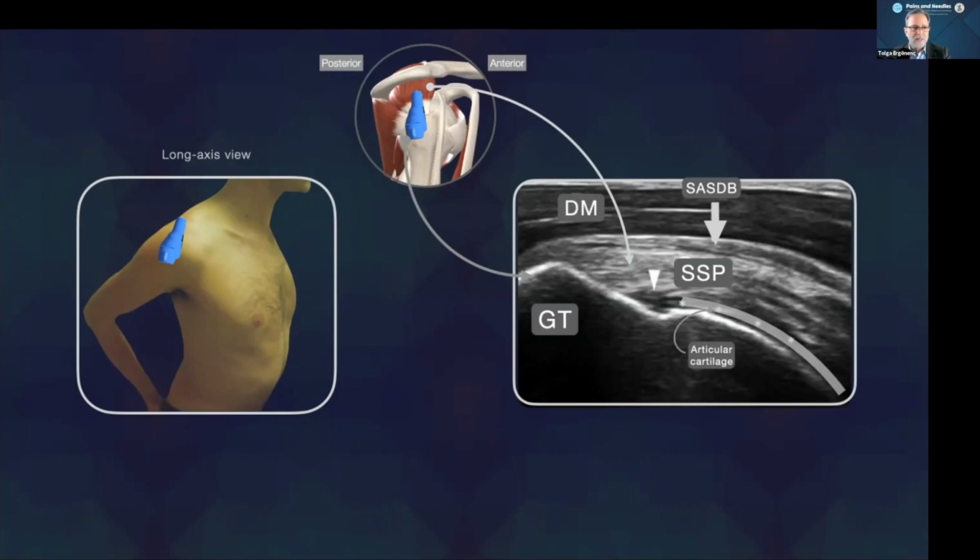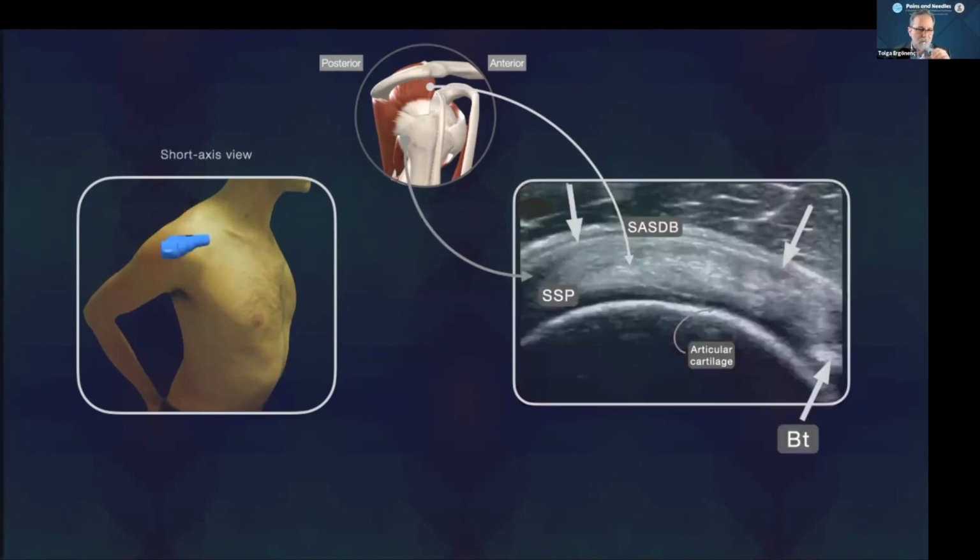You may notice that the arrow indicates the anisotropic artifacts of the sonogram. This is a long axis view, and you'll prefer in plane approach for the supraspinatus tendon injection, like this.